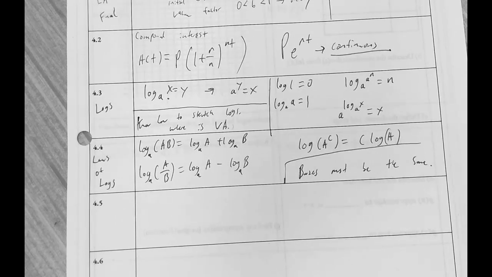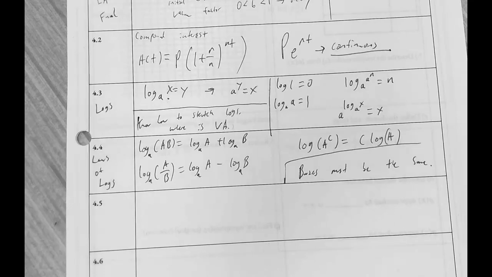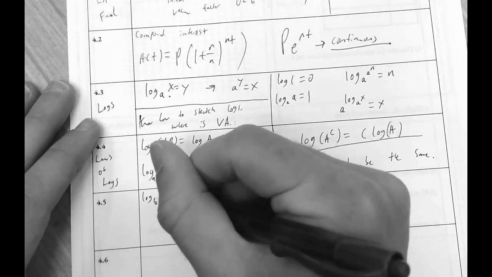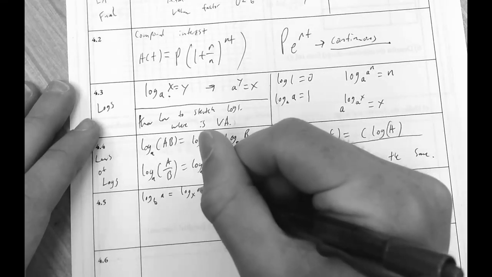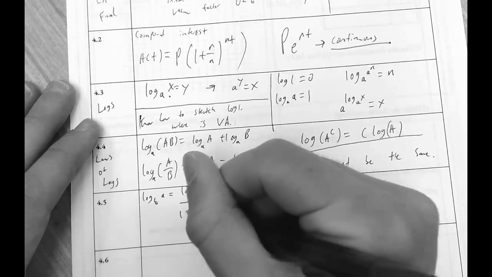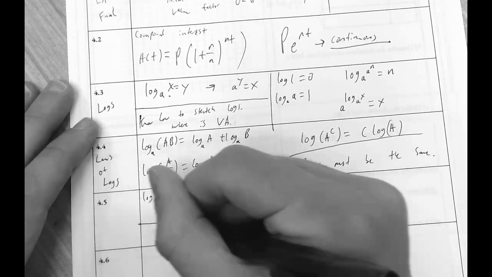We also have the change of base formula. Change of base formula is, I'll put it right over here. Log base b of A is equal to log base x of A divided by log base x of b. Okay.